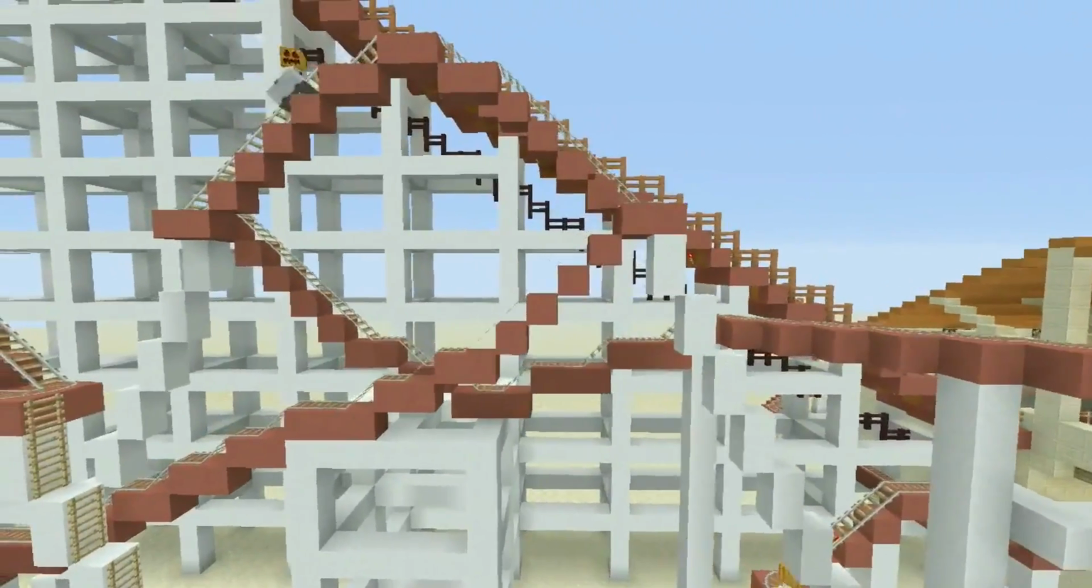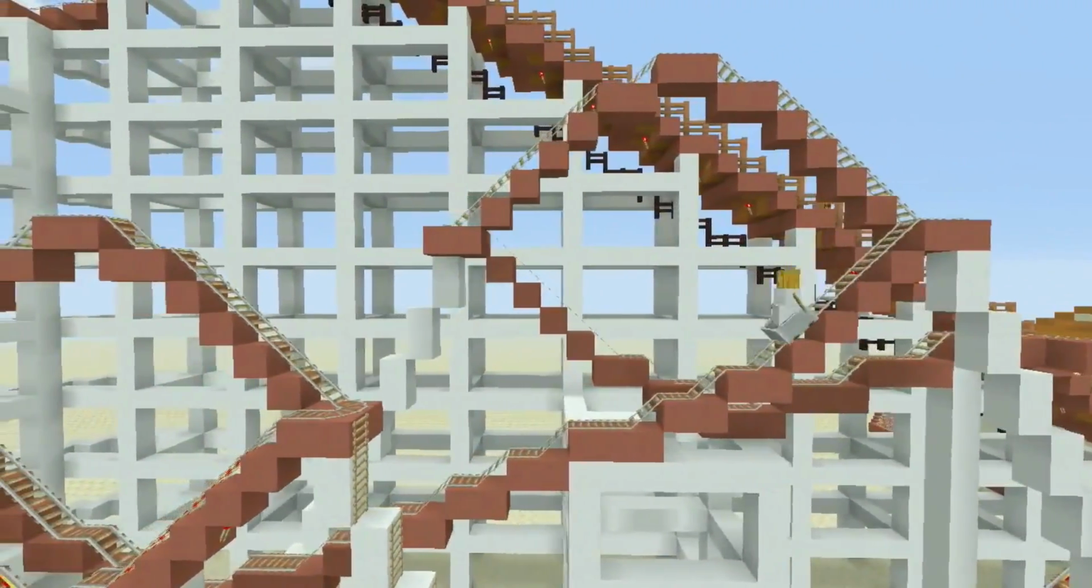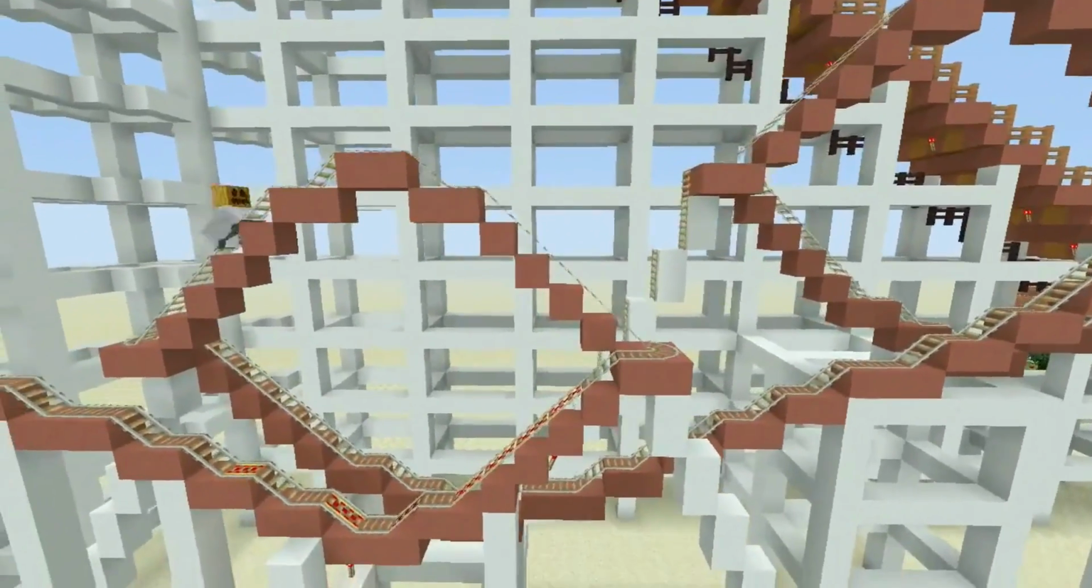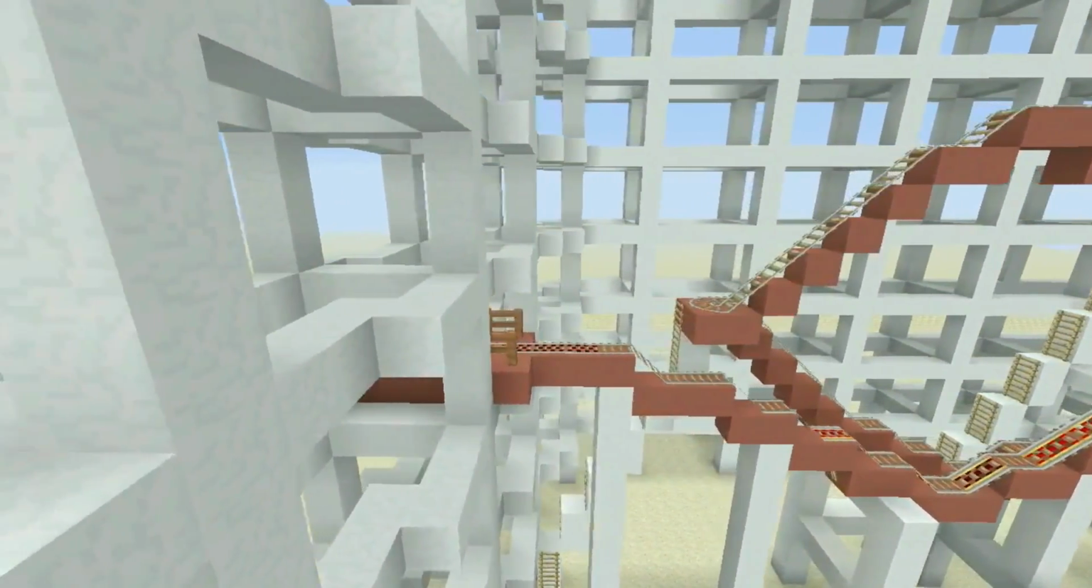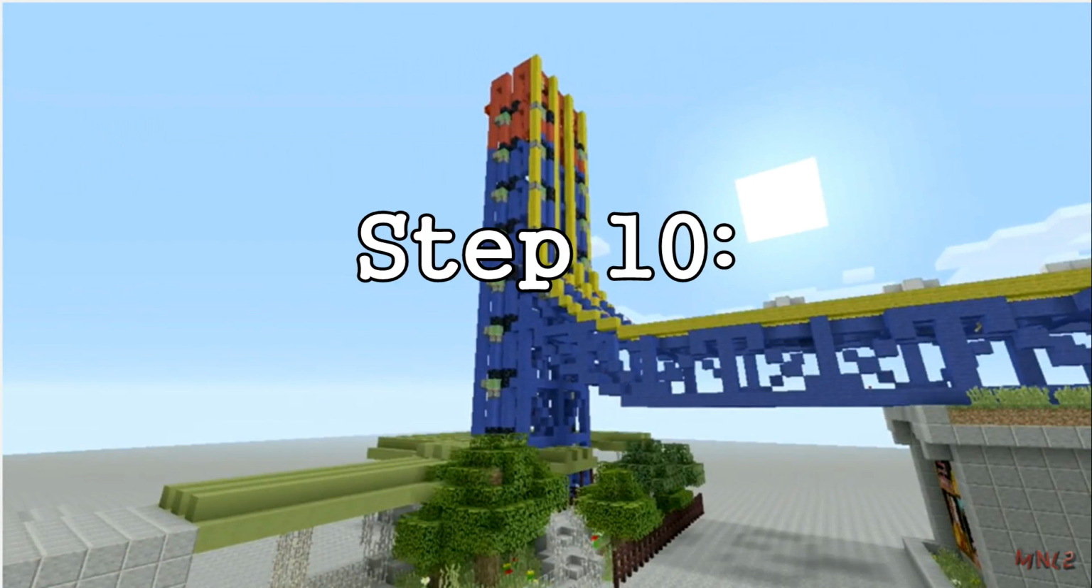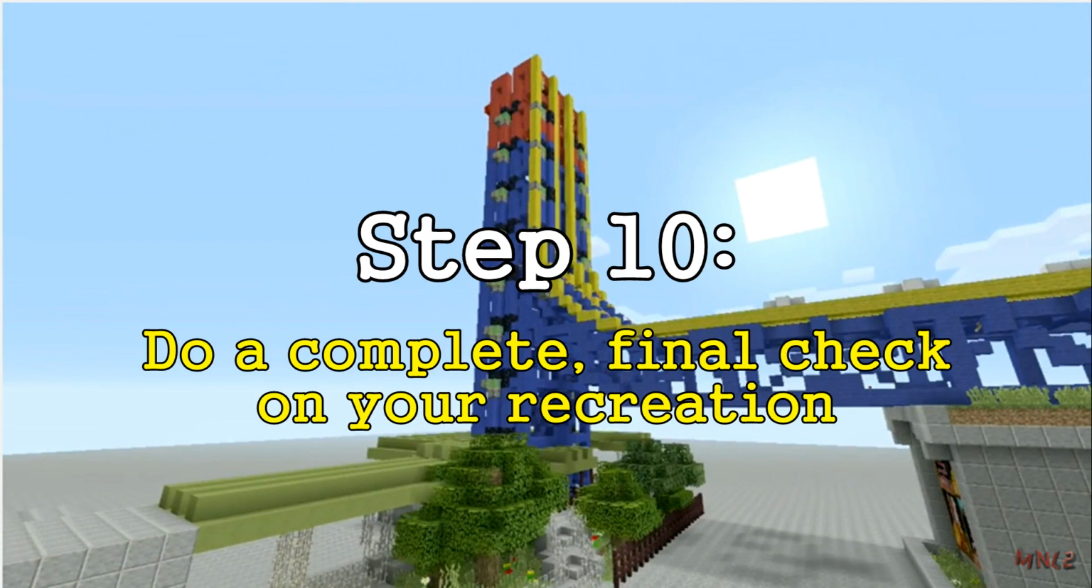Considering the previous step, if you do make a major error, you may get frustrated, which can cause you to reconstruct portions of the ride poorly. So it is okay to step away from the game for a bit and come back later with a refreshed mind. Step 10. Do a complete final check on your recreation.